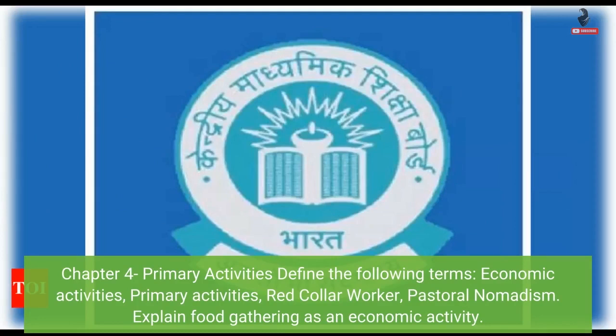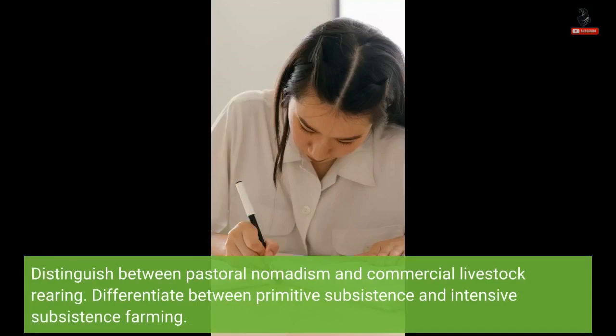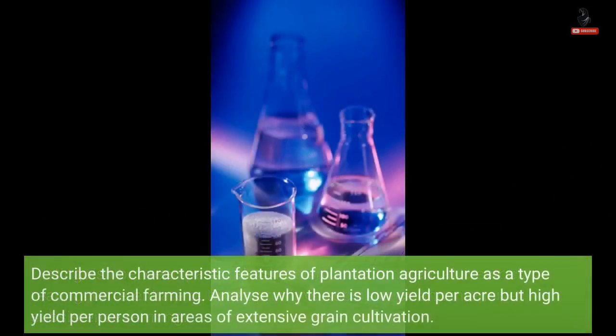Explain food gathering as an economic activity. Distinguish between pastoral nomadism and commercial livestock rearing. Differentiate between primitive subsistence and intensive subsistence farming. Describe the characteristic features of plantation agriculture as a type of commercial farming. Analyze why there is low yield per acre but high yield per person in areas of extensive grain cultivation.